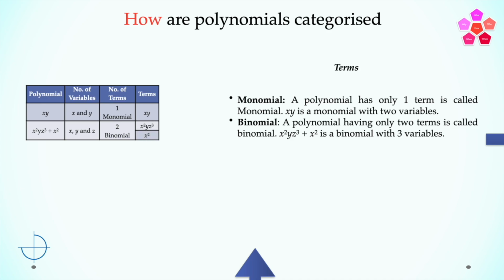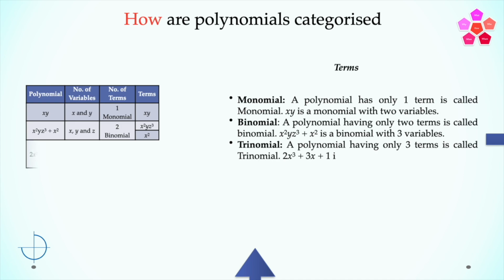Another type of polynomial is called trinomial. And as you can guess, a polynomial having only three terms is called trinomial. For example, 2x³ + 3x + 1 is a trinomial with one variable, that is x. The three terms are 2x³, 3x and 1.